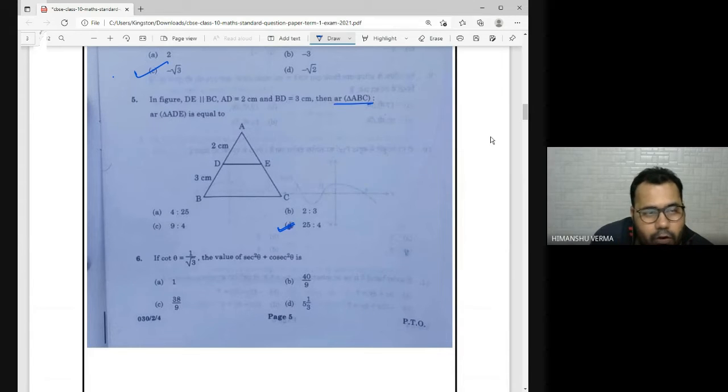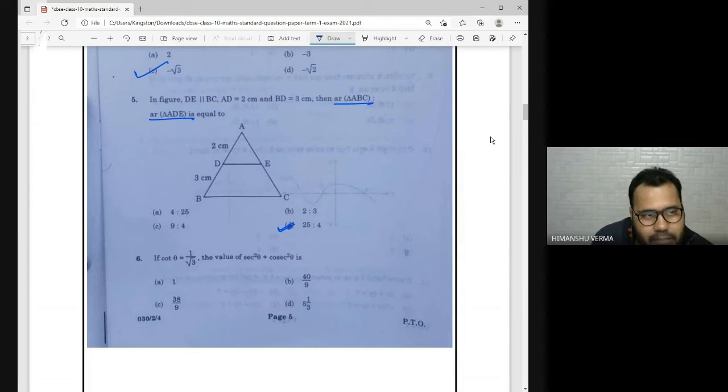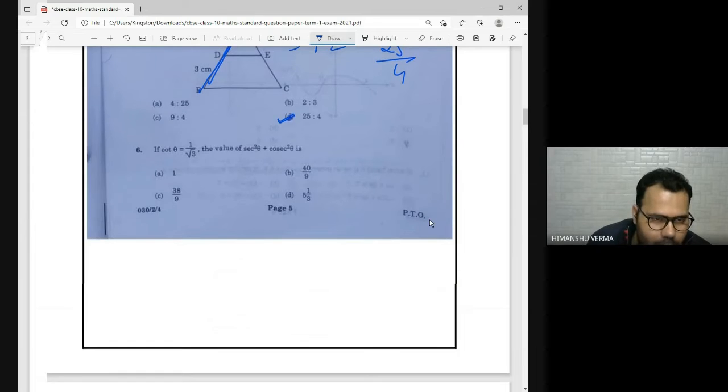Area. Although this question should not be asked in the exams because this was out of syllabus, but still we can do it. Okay, 2 square and then 3 square. But they're asking the complete area. So area of ABC will be 5, so this side will be 5, and ADE will be 2. So 5 is to 2, that is 25 is to 4. Correct.